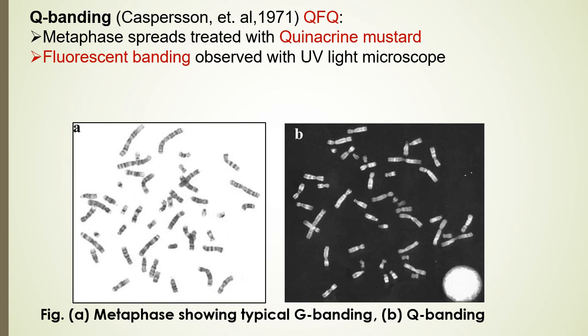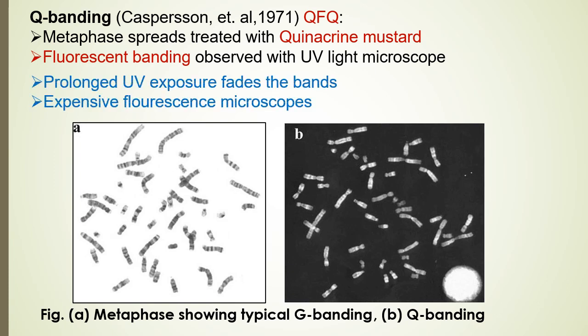The next technique is Q banding, which was described by Caspersson et al. in 1971. Here, the metaphase spreads are treated with the dye quinacrine mustard. Fluorescent banding is observed with a UV light microscope. In this technique, it was possible to identify all of the human chromosomes with certainty, and thus this discovery is one of the most important in the area of clinical cytogenetics. The image shows an example of Q bands.